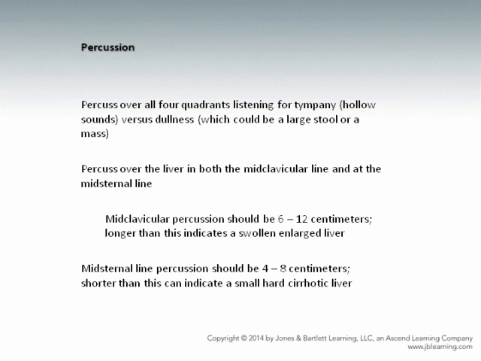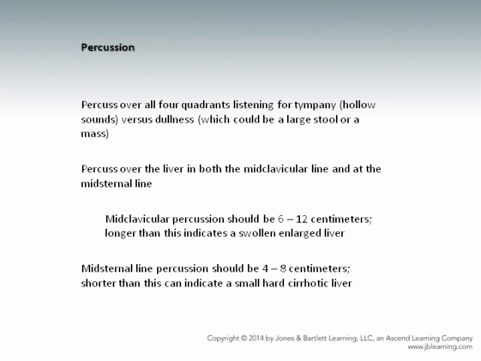Percussion: you want to percuss over all four quadrants, listening for tympany, which is a hollow sound, versus dullness, which could be a large amount of stool or a mass. Percuss over the liver in both the midclavicular line and the midsternal line. When you percuss for the midclavicular line, it should be 6 to 12 centimeters. It's an important thing to remember.